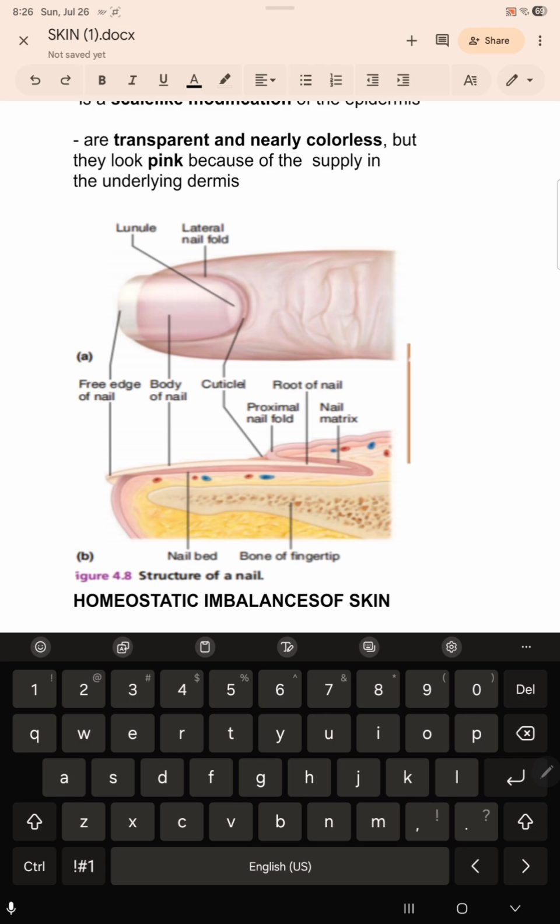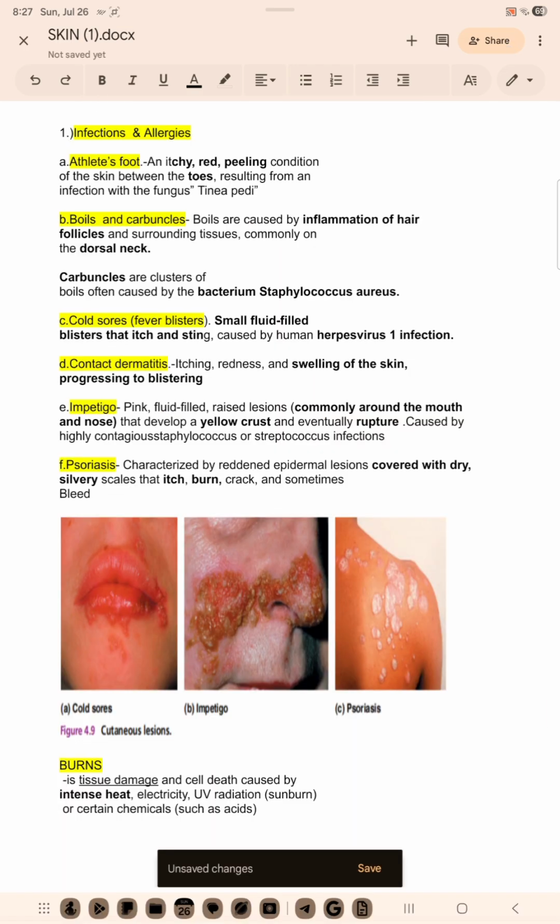Look at that. So we have here the athlete's foot. Atong athlete's foot stage is itchy, red, peeling, resulting from infection of the fungus Tinea pedis, and then boils and carbuncles.